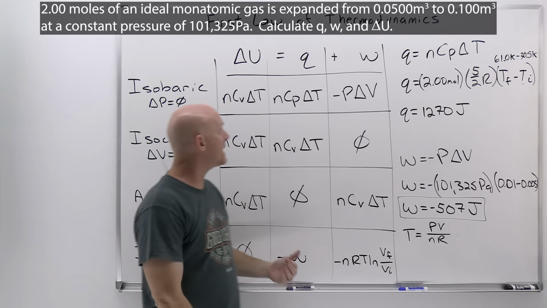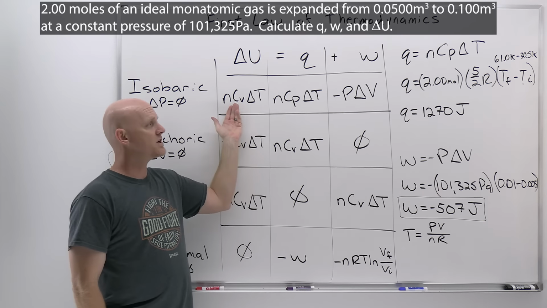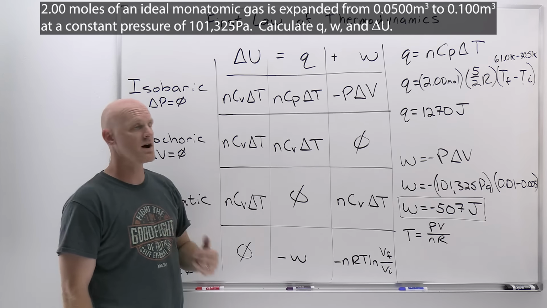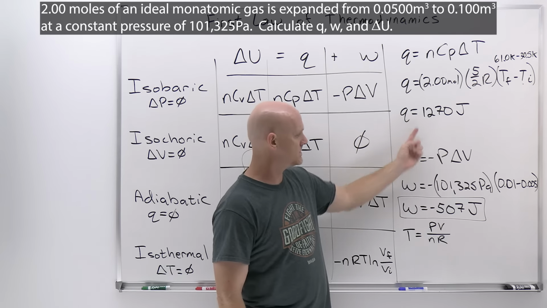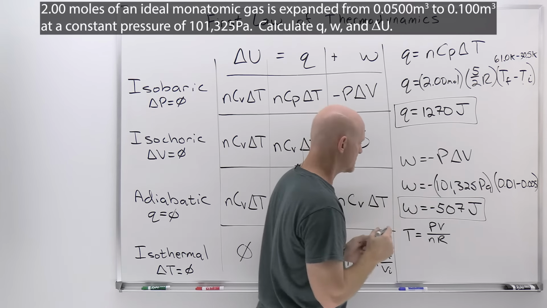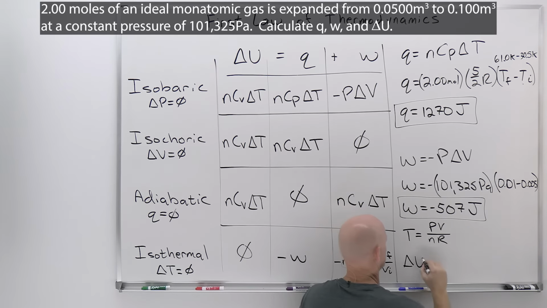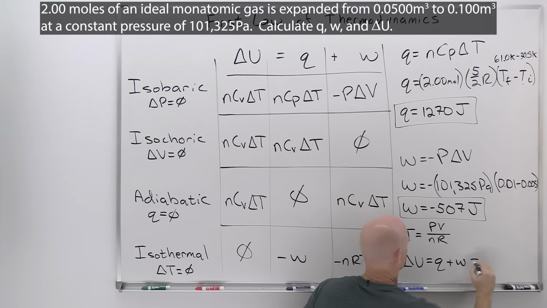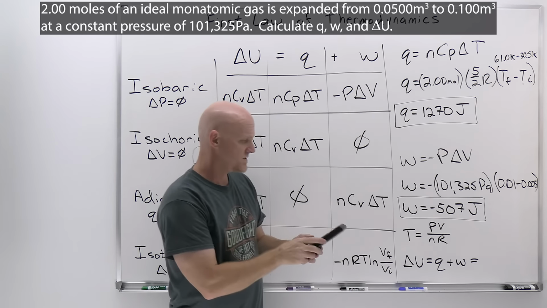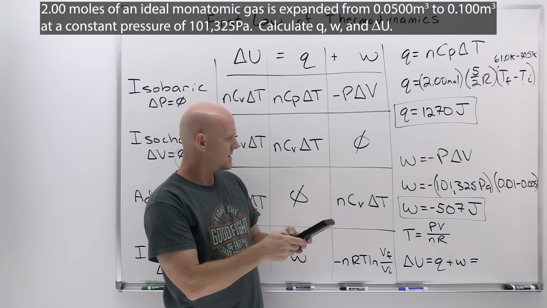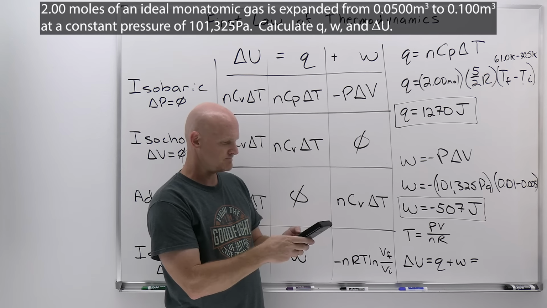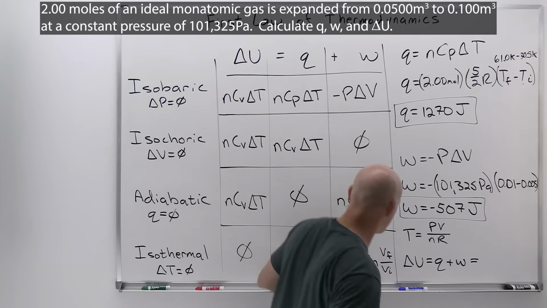Now we could go back here and find the constant volume heat capacity, 3/2 R, plug in the 2 moles and plug in the same delta T we just got, or we could just say delta U equals Q plus W and just add the two together, which I think is the easier way to do at this point. So in this case, we just have 1270 minus 507, and we get 763 joules.